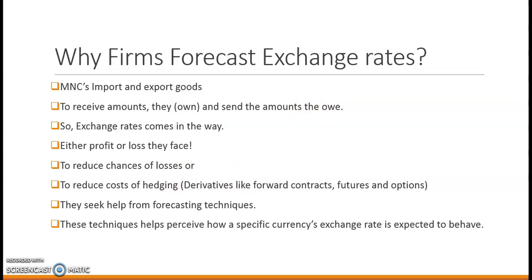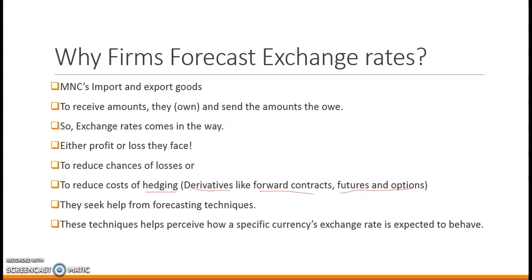Now one way to do this is by using certain tools or techniques known as derivatives, such as forward contracts, futures, and options. What they do is hedge the risk. By hedging I mean it reduces or minimizes the risk that your investment or your amount is carrying, right?